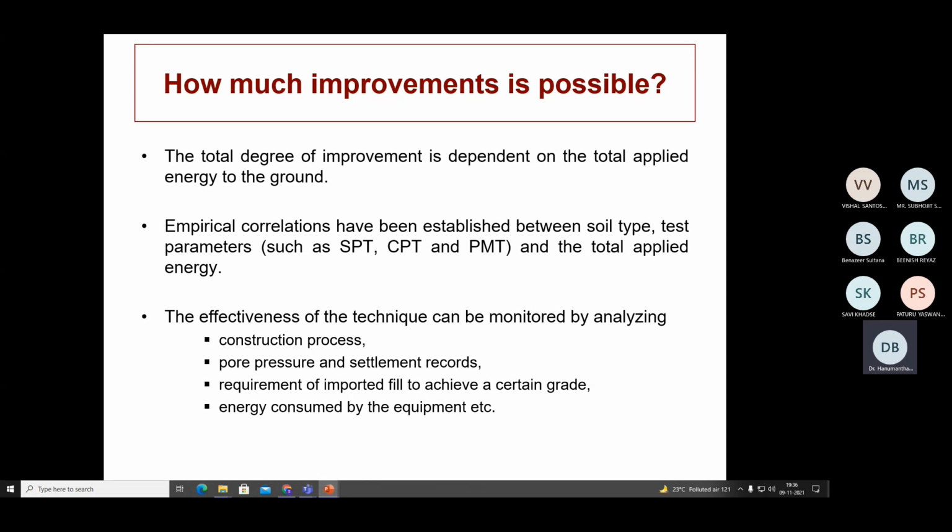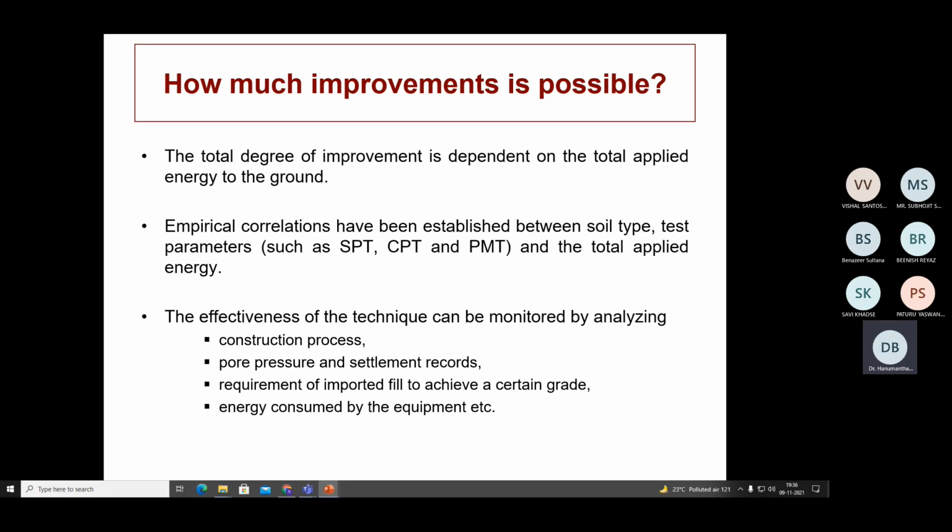Okay, so far what we are discussing is deep dynamic compaction. Now the next question is, how shall I ascertain that the ground has achieved the desired degree of compaction? That means you need to do some kind of testing post compaction. That testing can be in the form of either SPT, CPT, or pressure meter test.